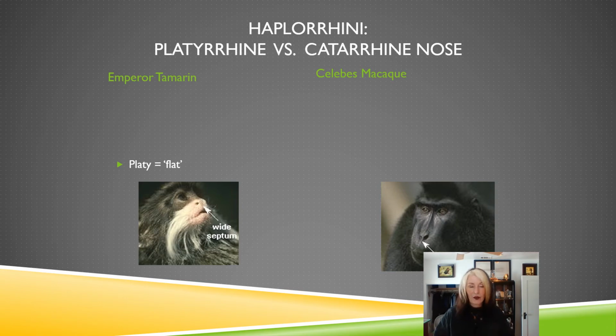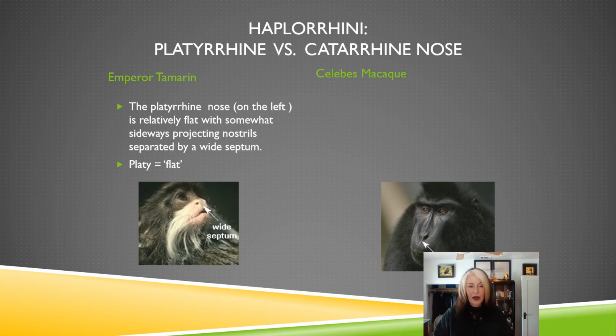Okay, so let's start with Platyrhine. The Platyrhine nose is going to be wider through the septum. That's where the cartilage is. So what that does is push the nostrils further out side to side, as we can see on this little tiny tamarin monkey. Tamarins, along with marmosets, are the world's smallest monkey species, and they all come from the Americas only. So a Platyrhine nose is going to be real wide and sort of flat to the side.